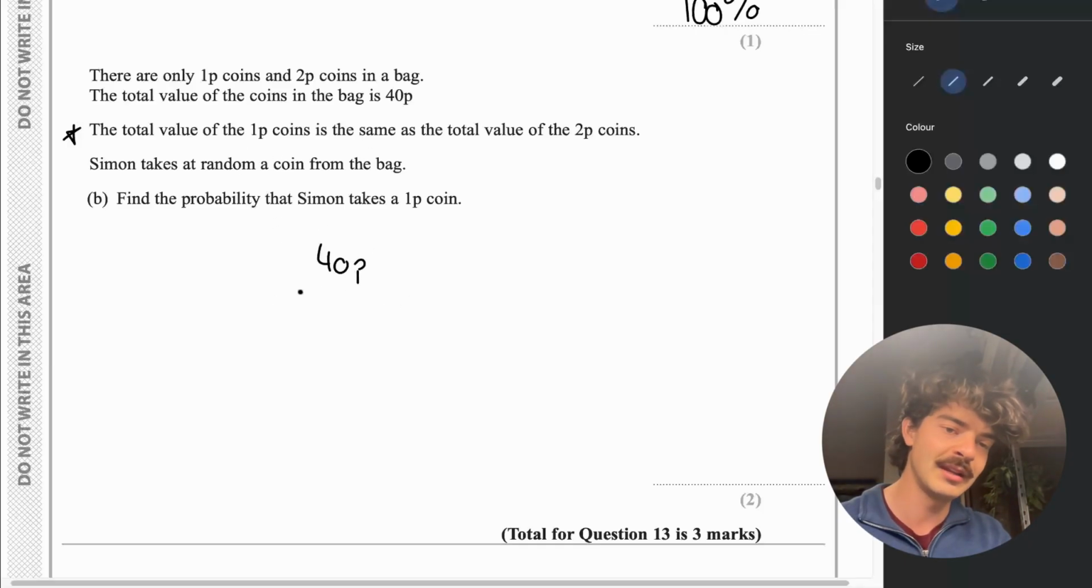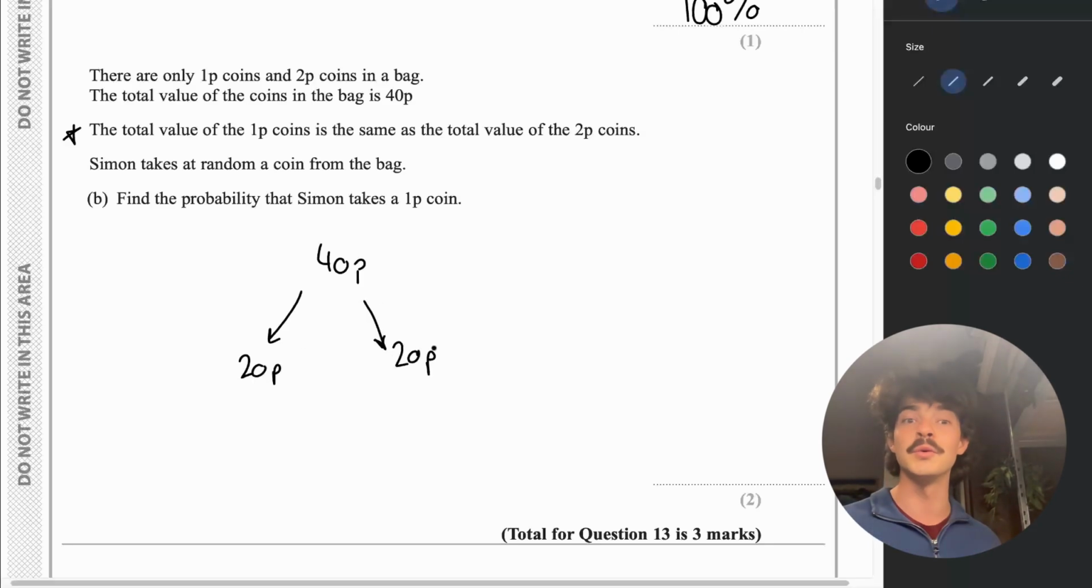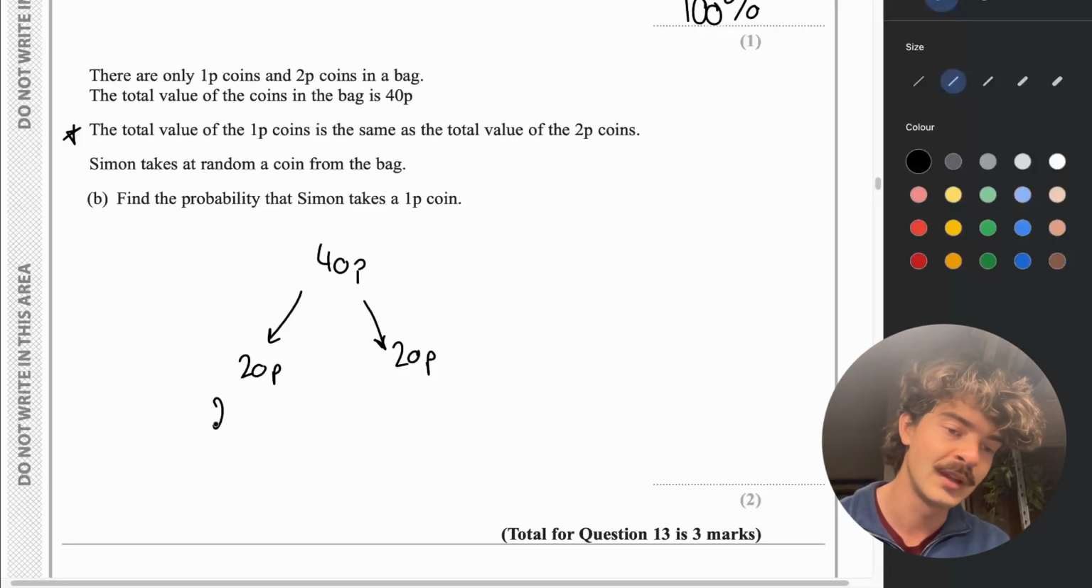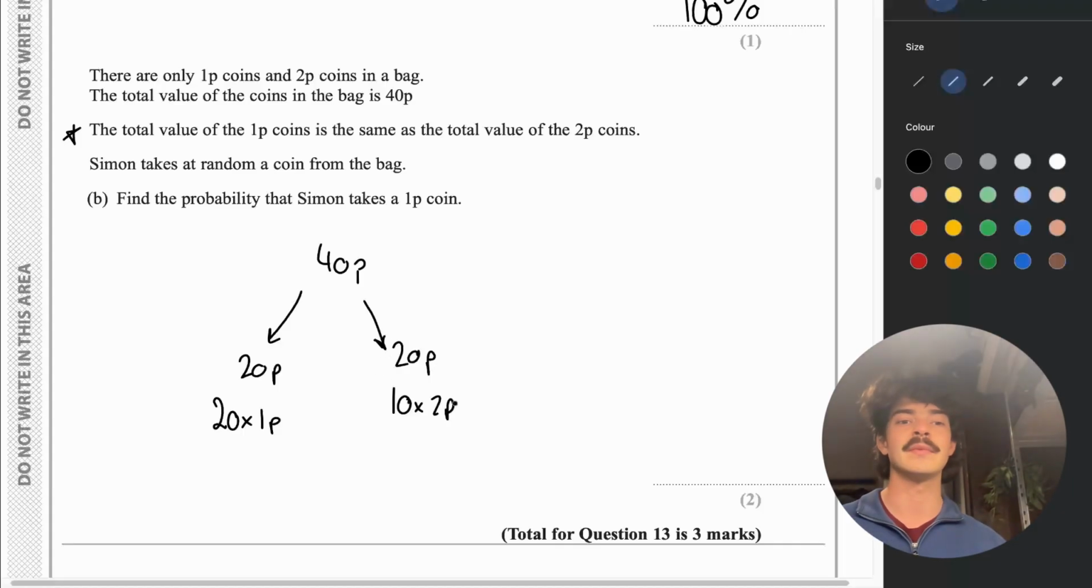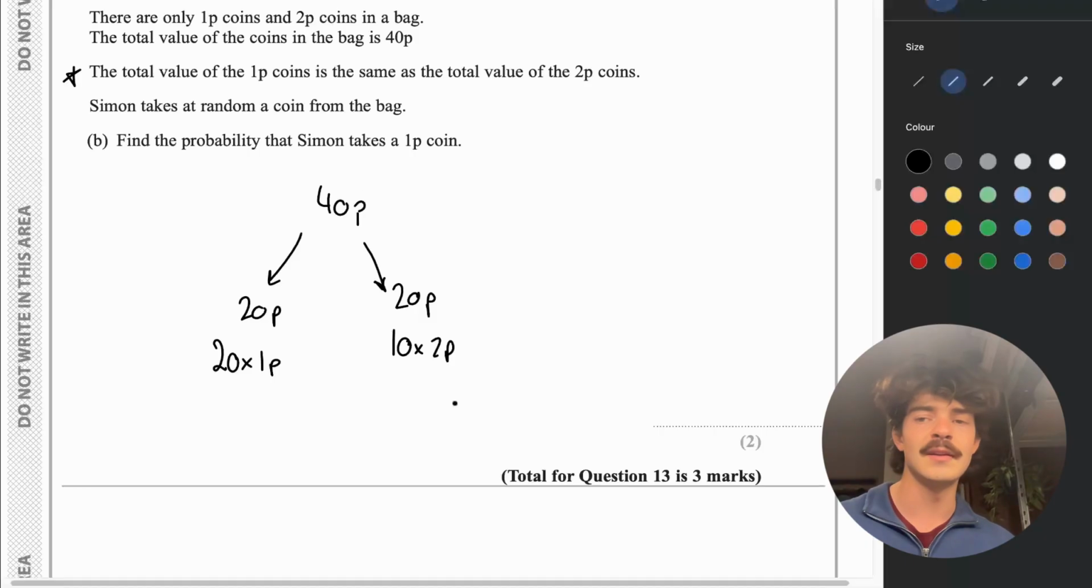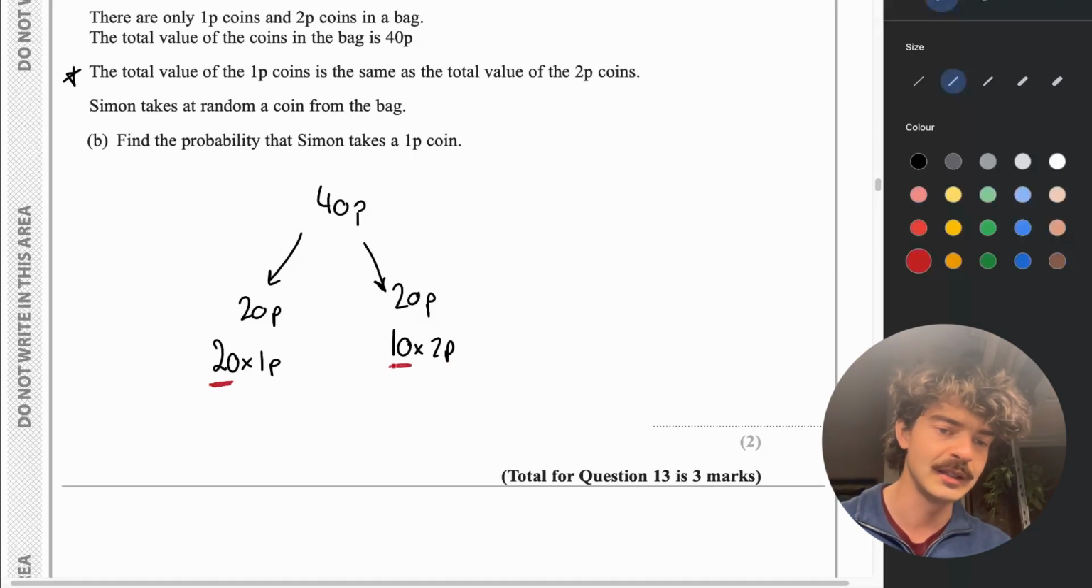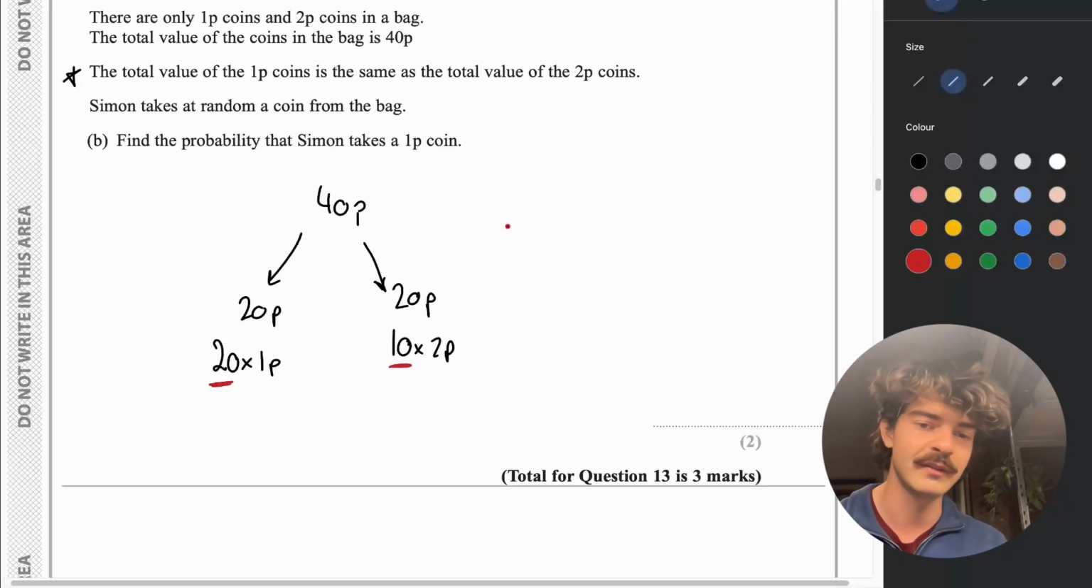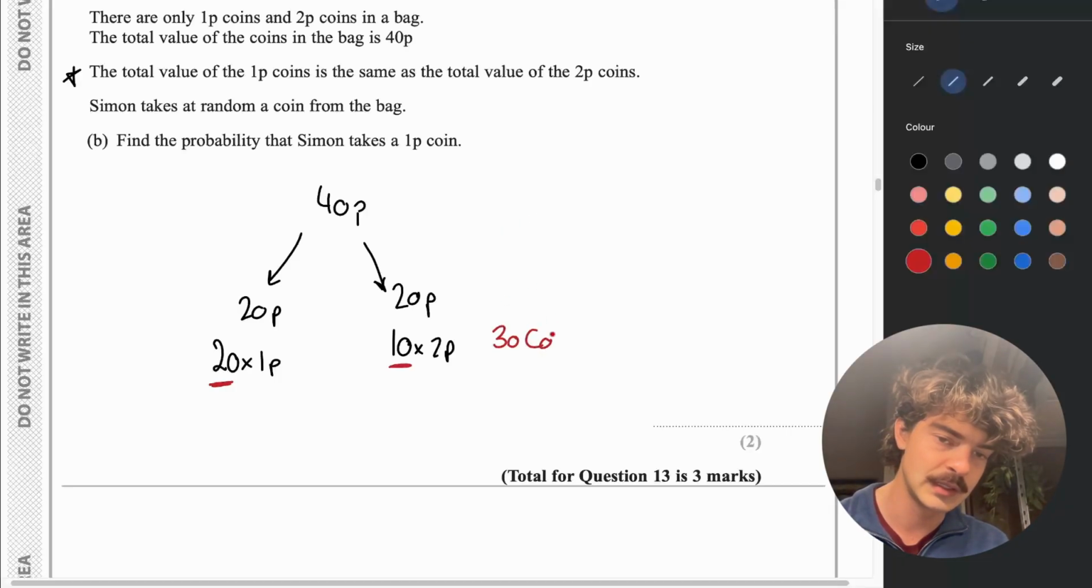So we've got 40p, and then we've got two piles of 20p, right? The total value of the two piles is the same. But of course, this is a different amount of coins themselves. For example, over here we've got 20 times 1p, but over here we're going to have 10 times 2p. So that begs the question, how many coins have we got altogether? Well, we've got 20 coins in this pile and 10 coins over here. So we have 30 coins total.